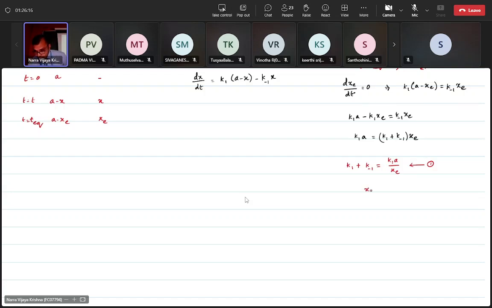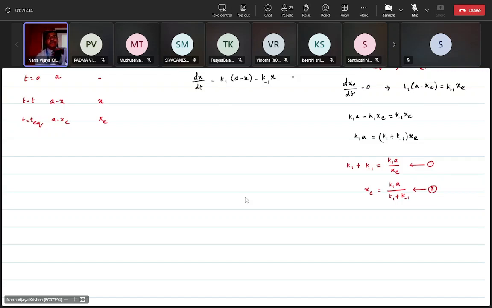Or xe can be written as K1A upon K1 plus K minus 1. This is another form of equation. Any questions in it?